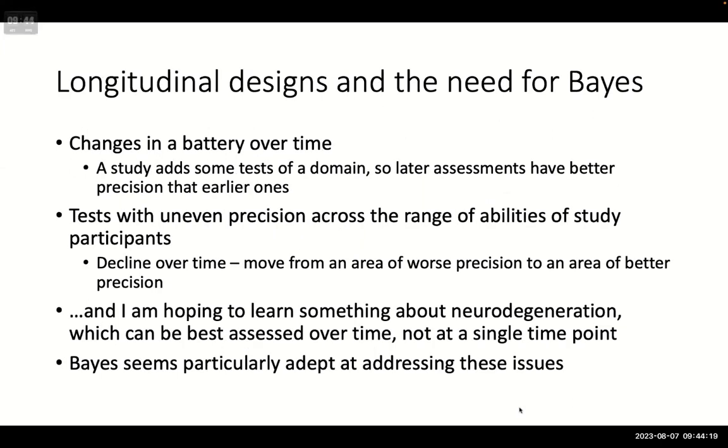So there's been lots of interest in longitudinal evaluation. I think that's really important, especially as we're studying neurodegeneration, which is an evolution over time of brain structure and brain function that's downstream from that. And so a study might add some tests of a domain, and so later assessments have better precision than earlier ones. And we have tests with uneven precision again across the range of abilities of study participants, where if you have a decline over time, you might move from an area of worse precision to an area of better precision within one test, and we don't typically account for that. So I'm hoping to learn something about neurodegeneration, which can be assessed over time, and Bayes seems particularly adept at addressing these longitudinal issues and the complexity there.